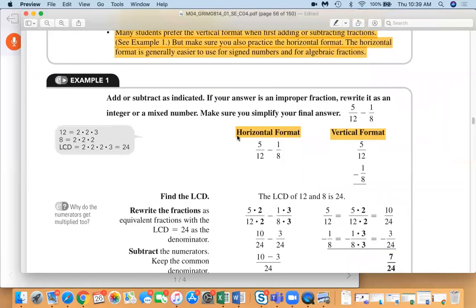So here I'm going to walk you through this example. Normally I don't go through the examples, but I want to, just so you understand what they mean by horizontal and vertical. Horizontal is when we write it this way. And the reason some people like doing the vertical is because that's kind of how we did it when you first learned subtraction of whole numbers. So here's the horizontal, here's the vertical.